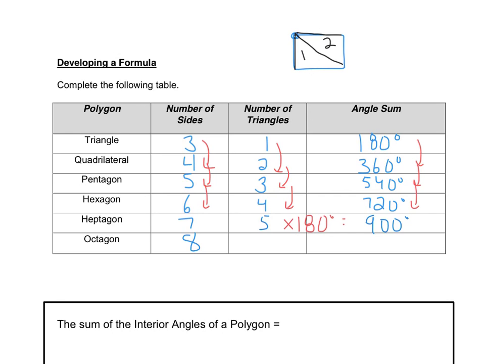So the octagon, which has 8 sides, can be broken into 6 triangles. So the total sum is going to be 6 times 180 degrees, which is 1080 degrees. So we could keep going. I could ask you about a 100-sided shape. Well, to get the number of triangles, it's just 2 less, 98, and then you would multiply that by 180 degrees to find the total sum.